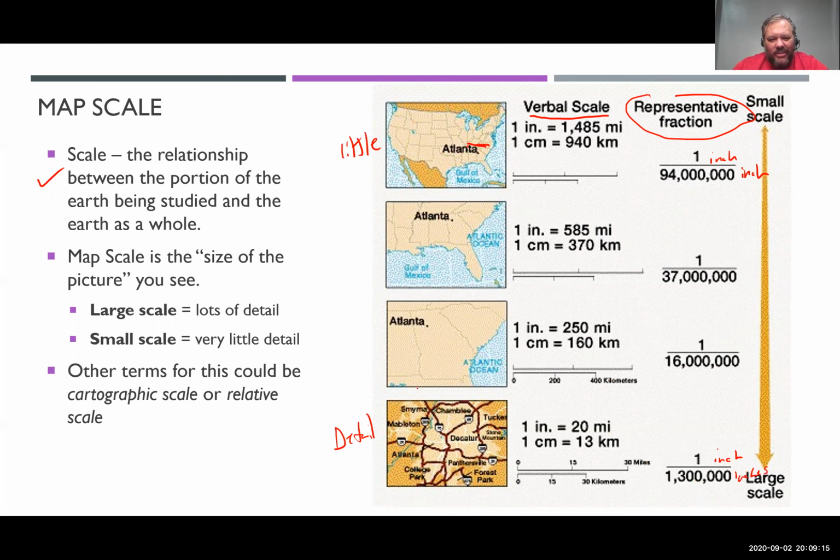All right, and so as the scale gets larger, so as we zoom in, then this representative fraction, the denominator, is going to be getting smaller. All right. And so again, over here on the far right, we go from very small scale. If we had a picture of the Earth, that would be about the smallest scale out there we could find of a map of Earth. And then large scale up here would be very close. All right. And so you might see these terms also. Let me point these out. You might see this term cartographic scale or relative scale, and that's what this stuff is.